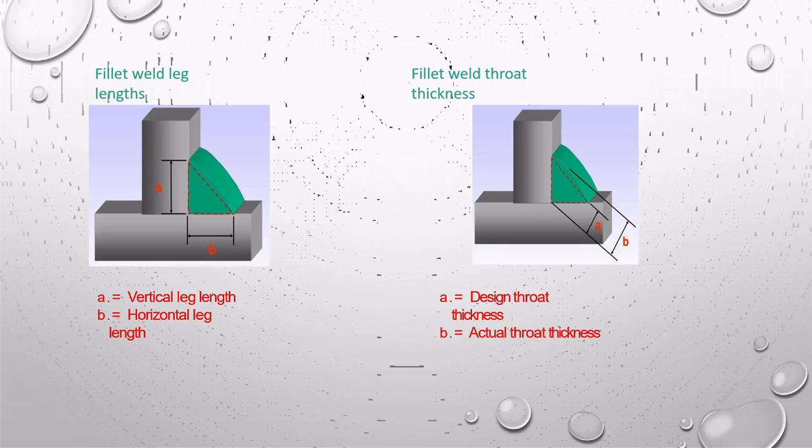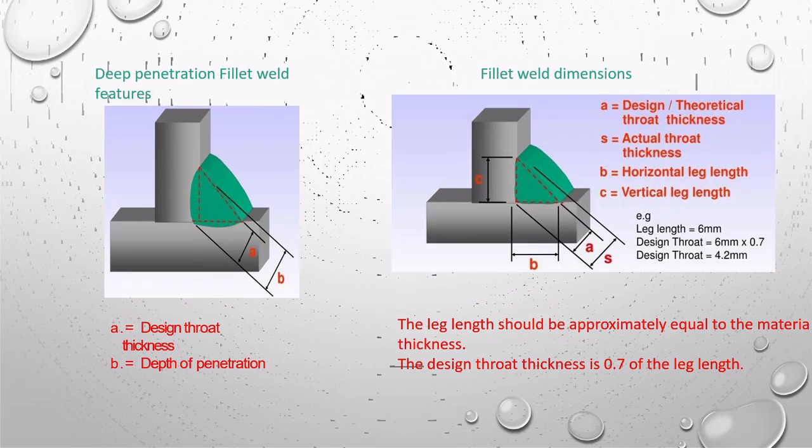Okay, move to the next page, which is deep penetration fillet weld features. A part is design throat thickness. B part is depth of penetration. Okay, next is fillet weld dimension.